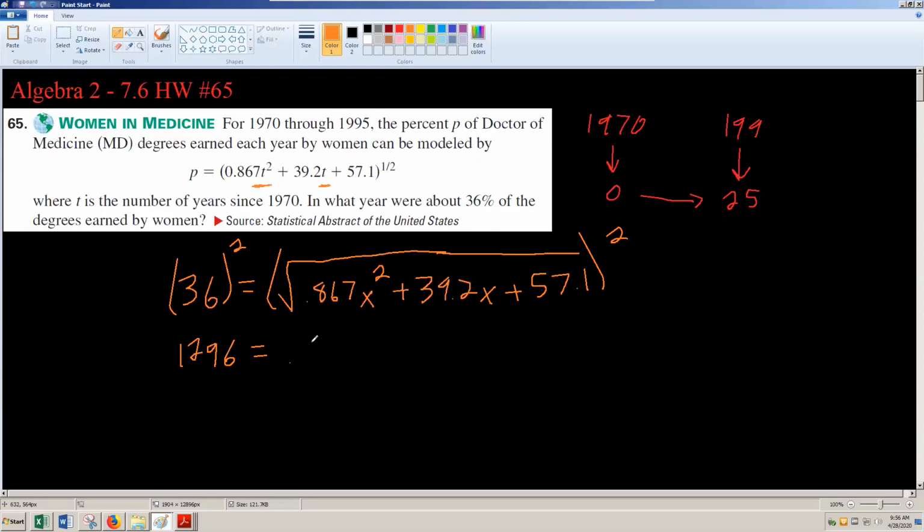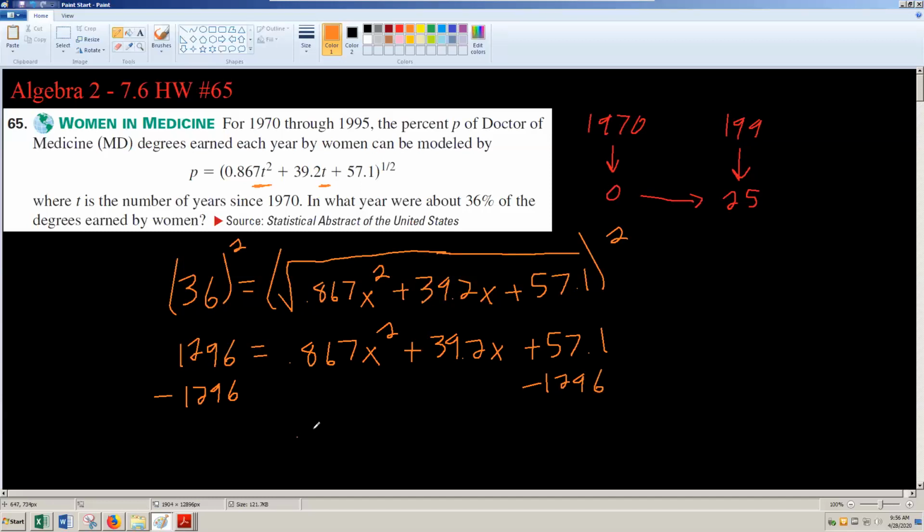So now I get my 0.867x squared plus 39.2x plus 57.1. So when I'm solving this problem, I'm just going to solve it like a quadratic from here. So I'm going to get this thing set equal to 0. Clearly messy numbers, so I'm going to use my quadratic formula rather than try and factor this thing. So in order to get it set equal to 0, I'm going to subtract over my 1296.